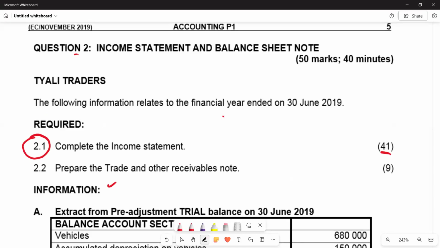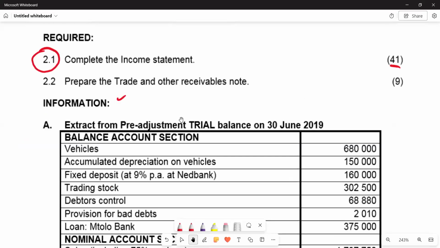So we've got the income statement of Scarlet Traders, and the question reads that the following information relates to the financial year ended 30 June 2019. And on the required part, we are given 2.1, which reads complete the income statement, which has got 41 marks. So that's the part that we are going to do according to this video.